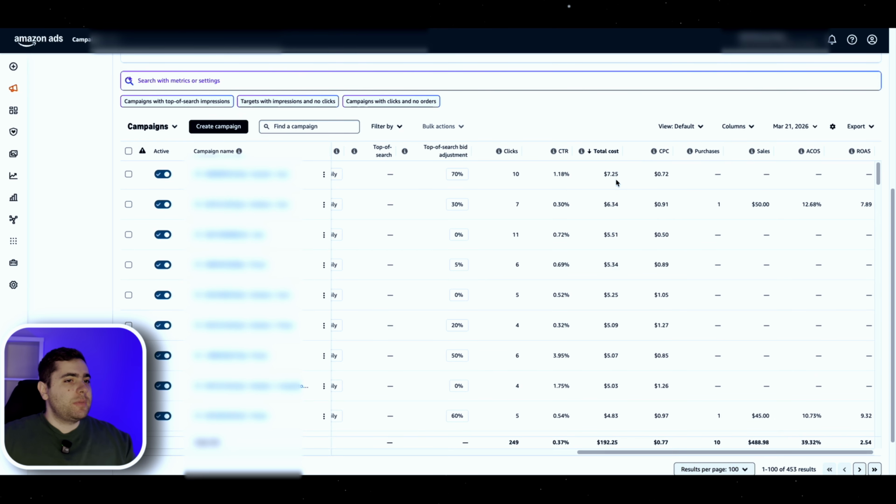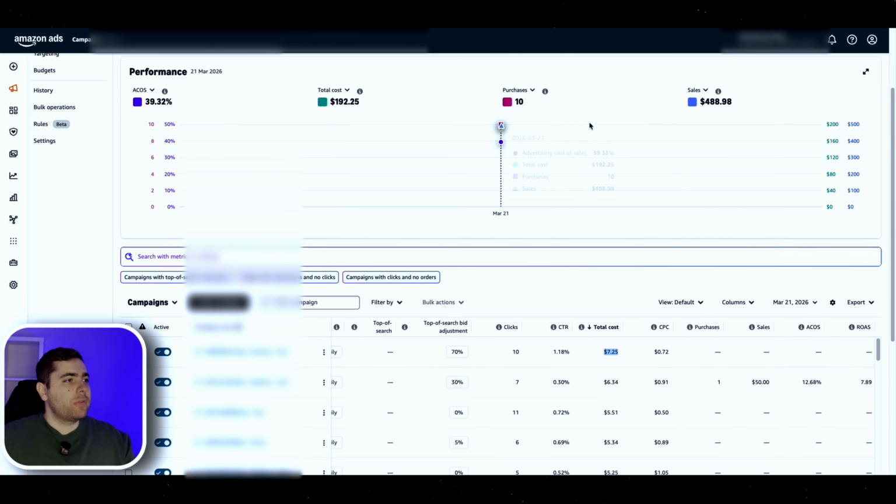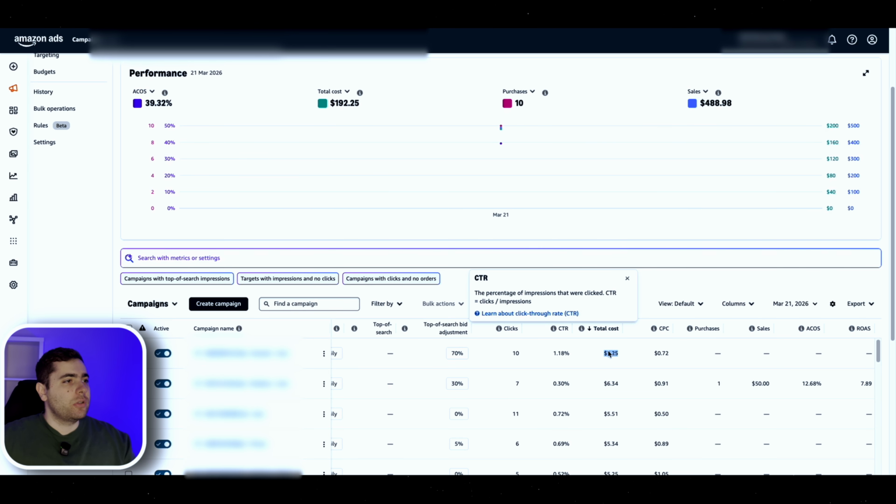So for example, in this specific case, you can see that the spend of the highest spending campaign is very low in comparison with the total account spend, right? $7 in comparison with $200. There are some other accounts where, for example, 40% of the spend can be in one campaign. In that case, you can go inside of this campaign and check all the targets.